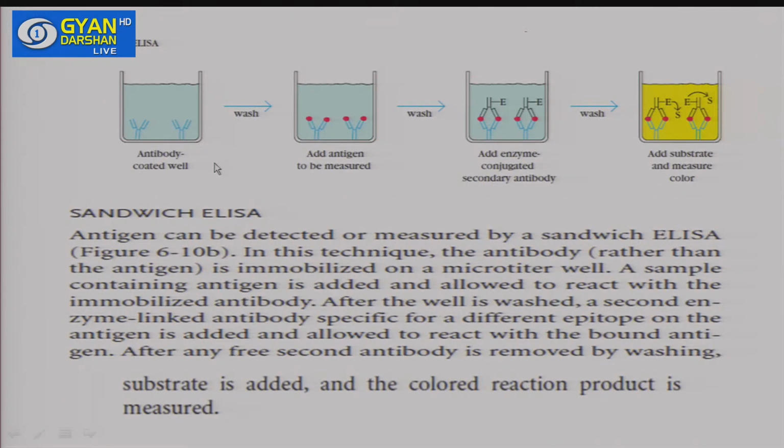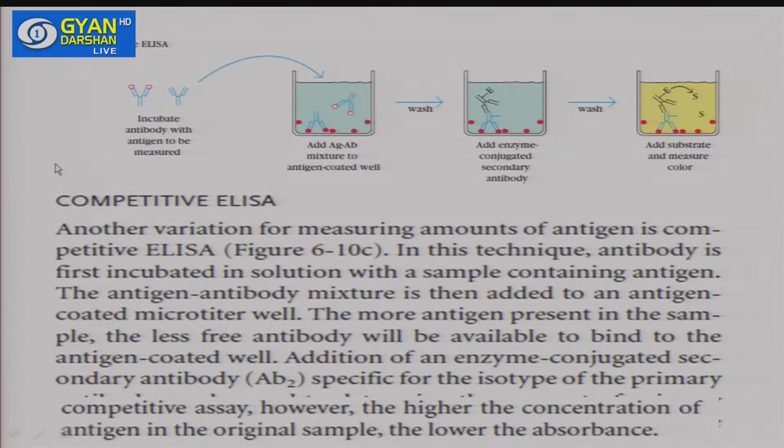Sandwich ELISA is just the reverse. Here the antibody is coated. That is, the microtiter well is coated with antibody, so it is immobilized, and then you apply the antigen and allow it to react with the immobilized antibody. Then you go for washing and you use a second enzyme-linked antibody for a different epitope on the antigen.